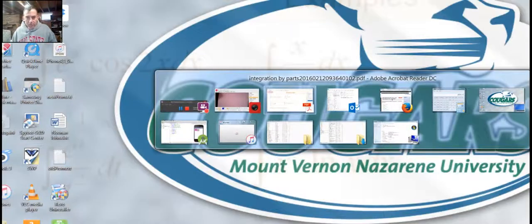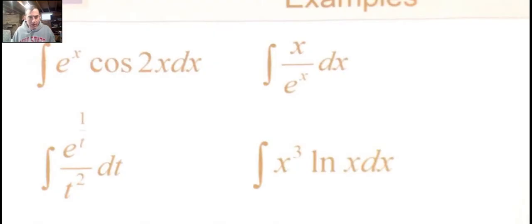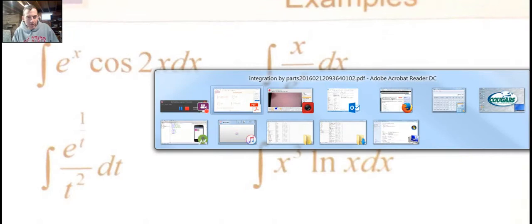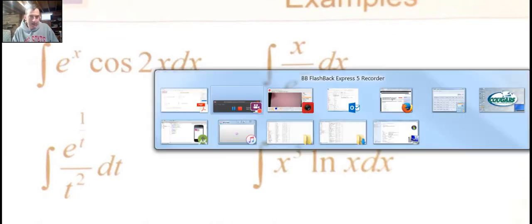I've been asked to take a look at a few problems from here. There they are. So let's take a look at these and see if we can work them out. These are all integration by parts problems, and we'll start with the e to the x cosine 2x. See how that one works out.